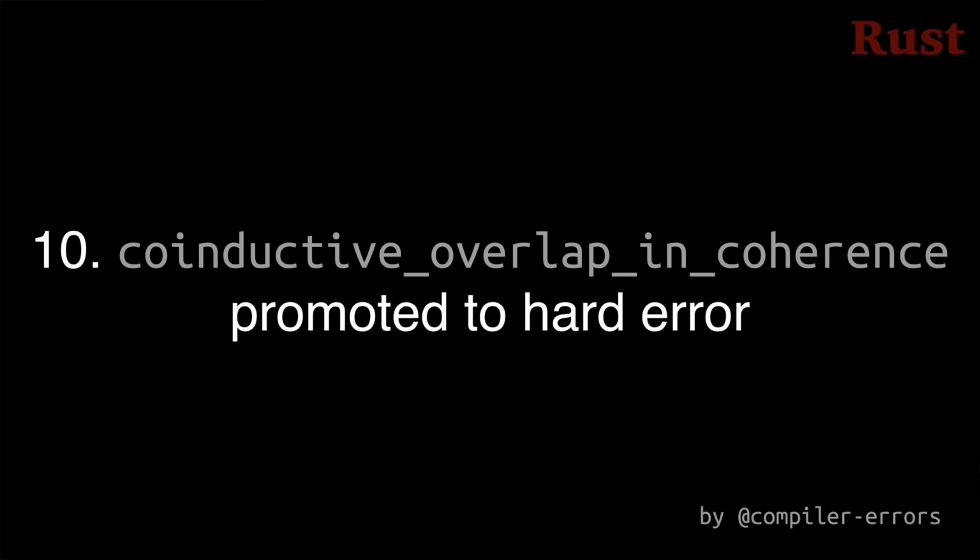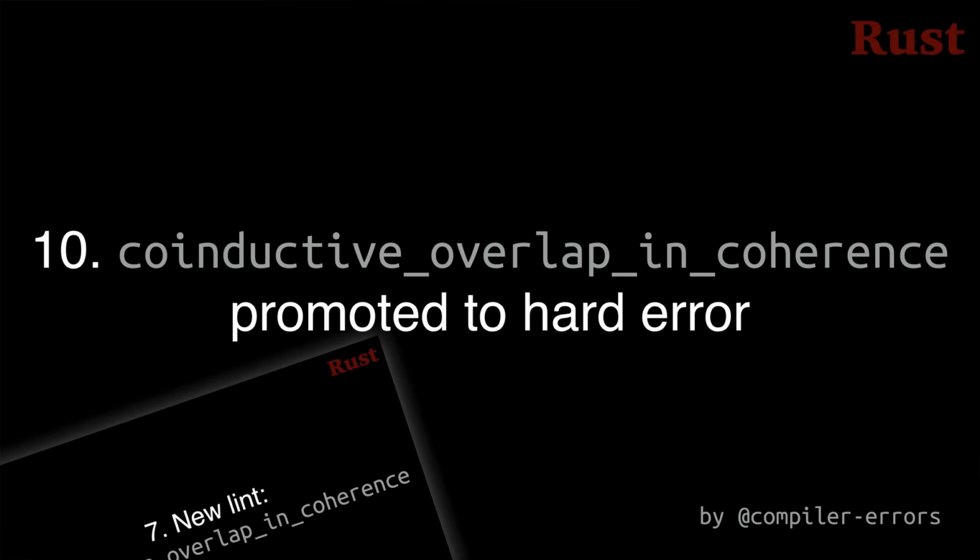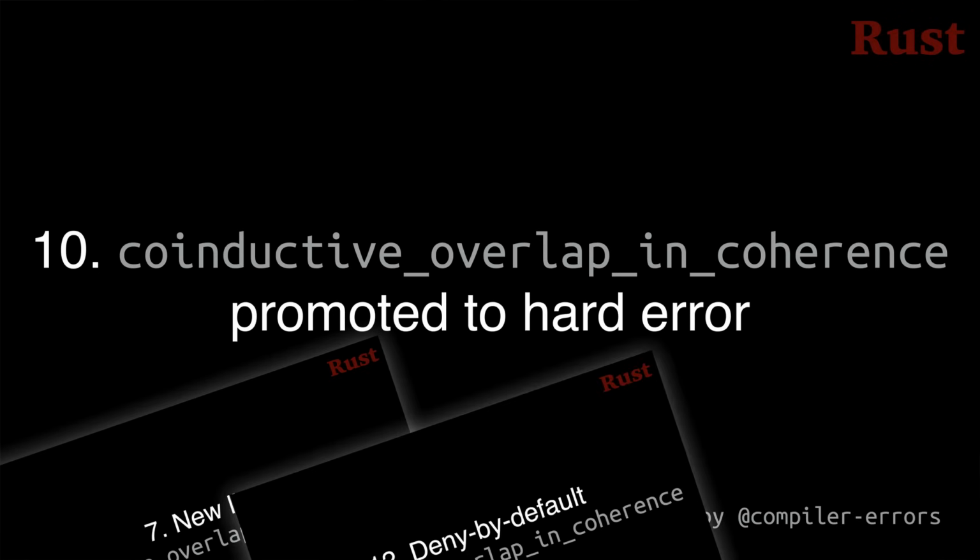Number 10. The co-inductive overlap incoherence lint that was warn by default in Rust 1.73 and then deny by default in Rust 1.75 is now a hard error that you can't disable in Rust 1.77. They must be feeling pretty confident with this one.